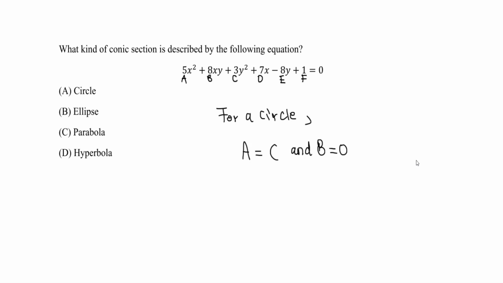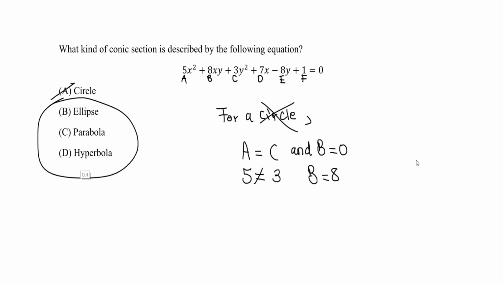A we know is 5. C we know is 3. So a does not equal to c. And b we know equals to 8. It does not equal to 0. So we know this is not a circle. So we can eliminate that.